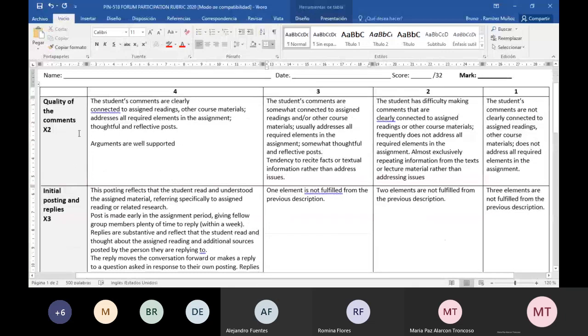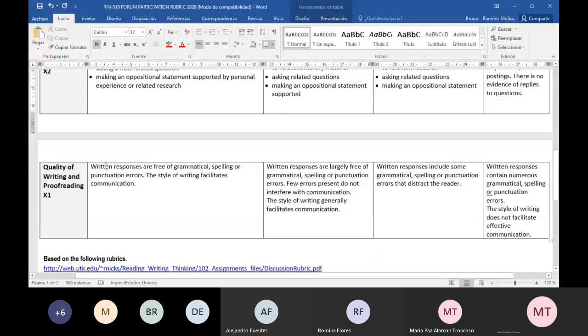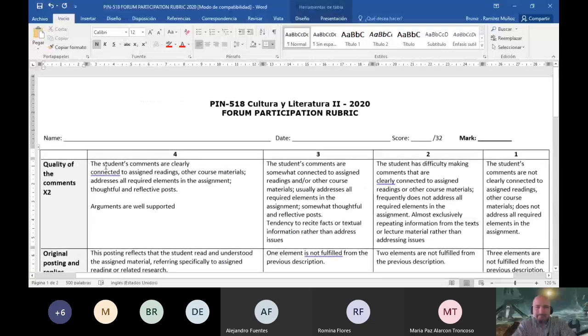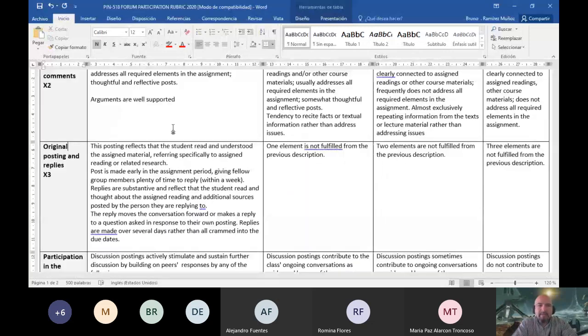Okay. So the rubric addresses some aspects like the quality of the comments, the initial posting, or what we call the original posting and replies, the participation in the learning community, and the quality of writing and proofreading. What I'm going to do is review the first column here. Once it says number 4, I'm going to upload it to the LMS. You take a look at it, and then when you give some analysis to it, make some changes if we need to, we can leave it as the official one.